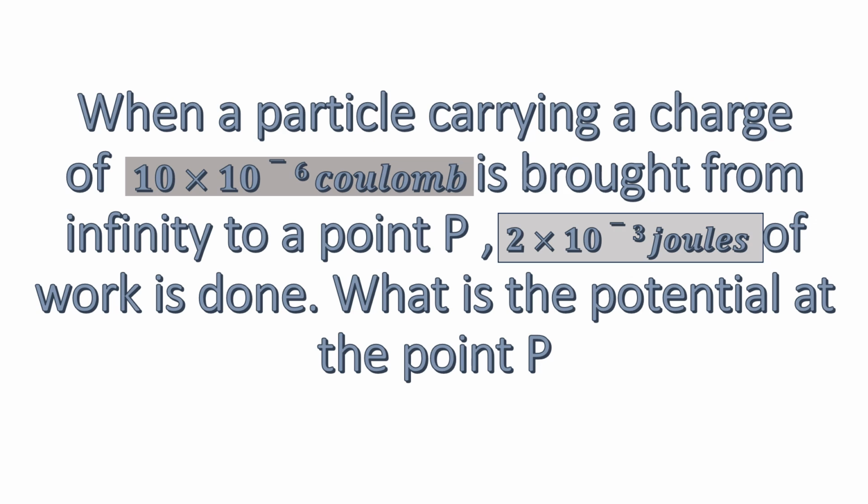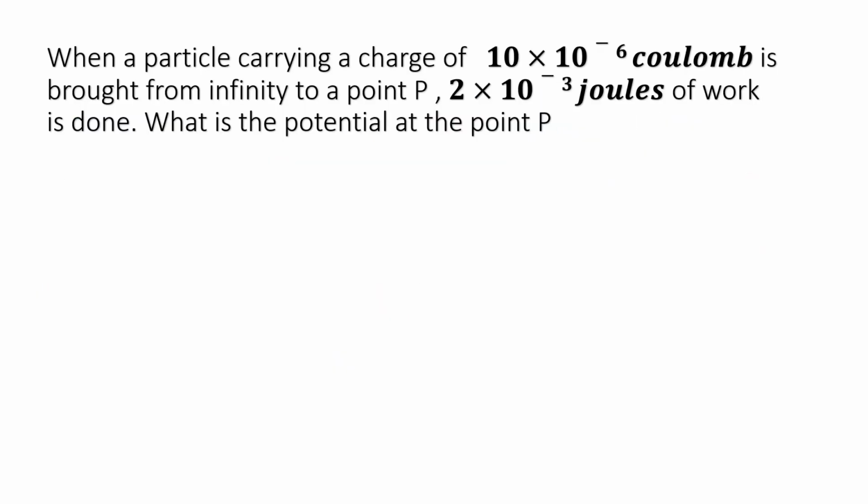When a particle carrying a charge of 10 into 10 to the power minus 6 coulomb is brought from infinity to a point P, 2 into 10 to the power minus 3 joules of work is done. What is the potential at the point P? So there is a point called P in space, and a charged particle from infinity is brought to the point P. The work done to bring that charged particle was 2 into 10 to the power minus 3 joules, and the charge of the particle is given as 10 into 10 to the power minus 6 coulomb.